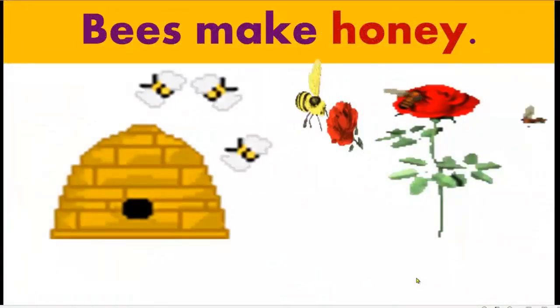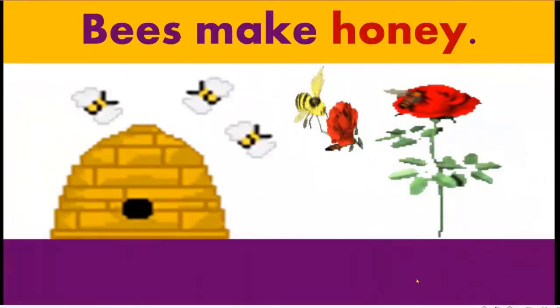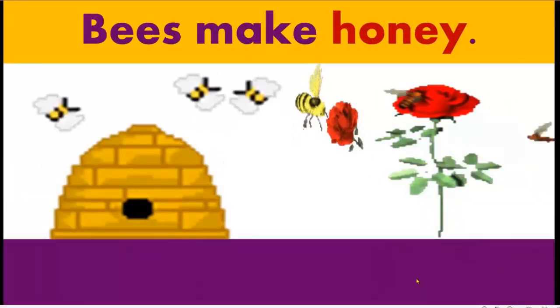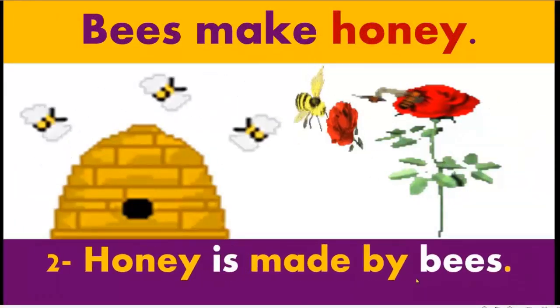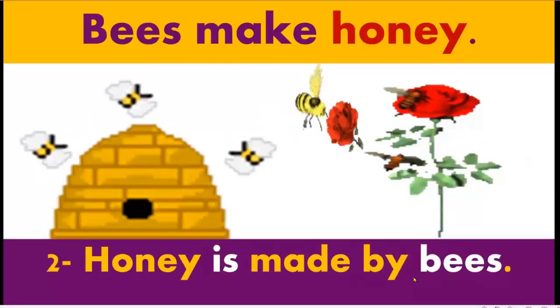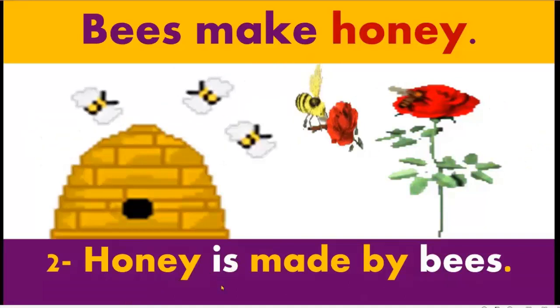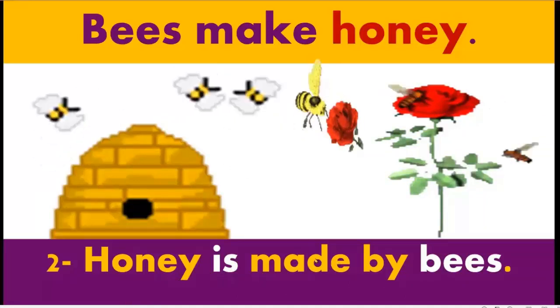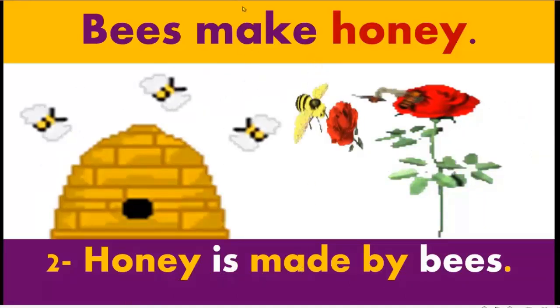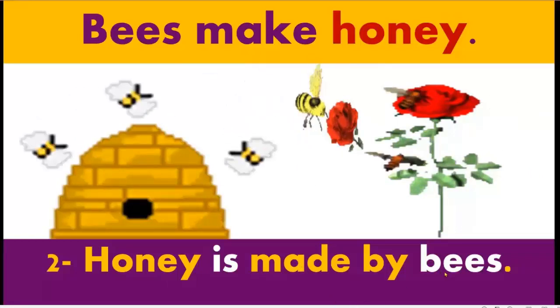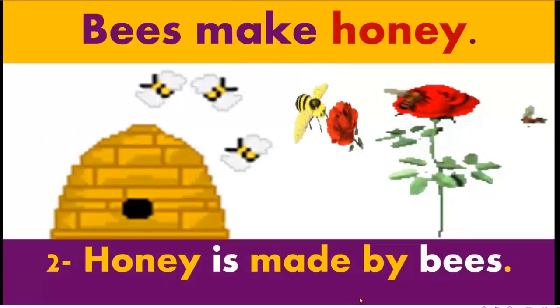2. Bees make honey. So, honey is made by bees. Honey, the object, is made. Made is the third form of the verb make. By bees. Honey is made by bees.